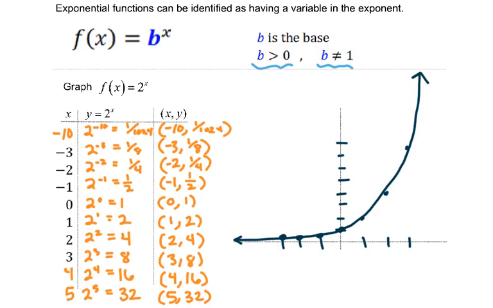And as we noted, by the time we get over here to positive 5, my graph is going to be way up at 32, which I can't even draw on my paper within the scale I have established. So we see that it's starting to shoot up.